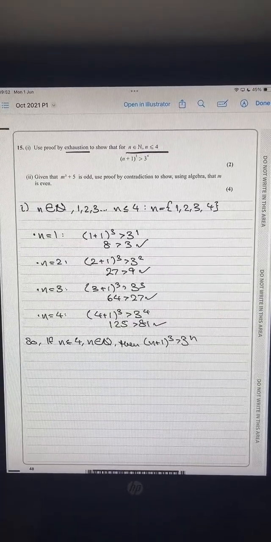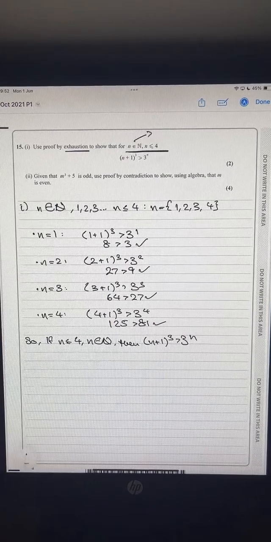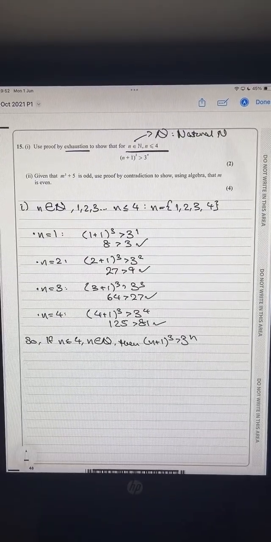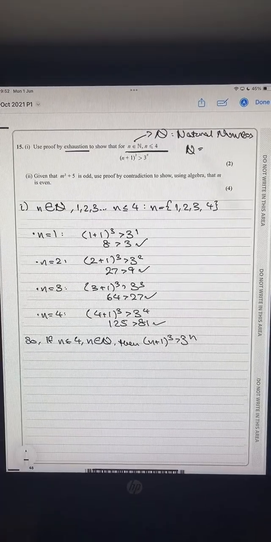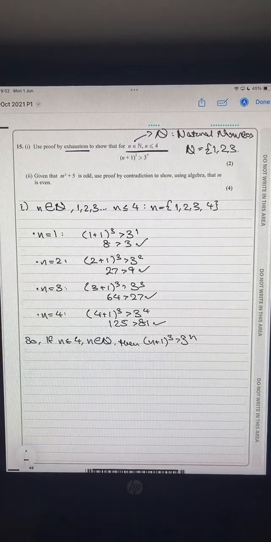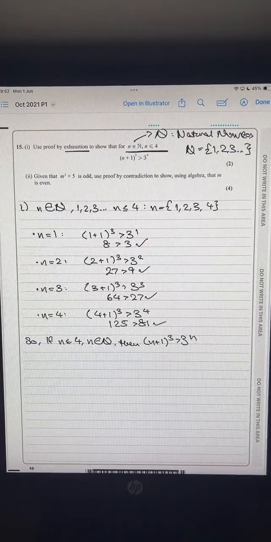Why couldn't n be negative? Because n is a natural number. Thank you for responding. Yep, it is restricted by natural numbers and these cannot be negative. So n is the natural numbers, and that means n includes the set from 1, 2, 3, and so on. Those are the numbers in the natural numbers set.